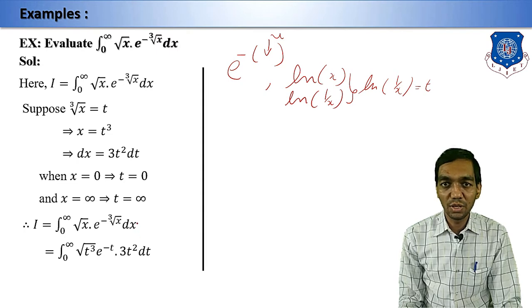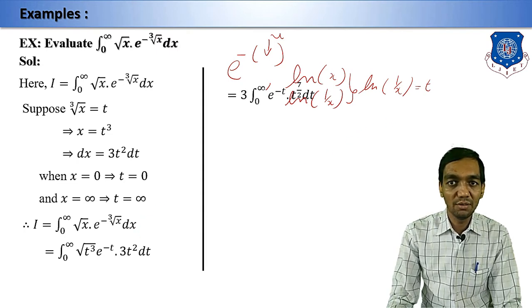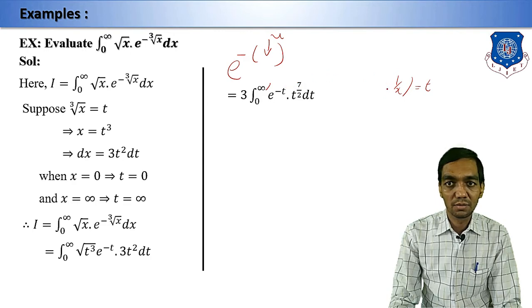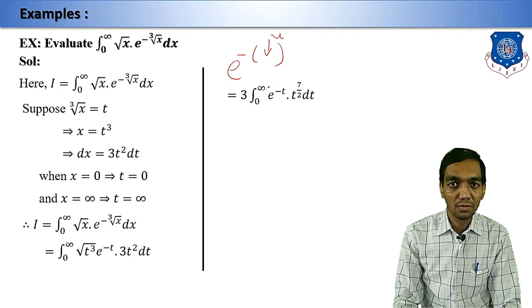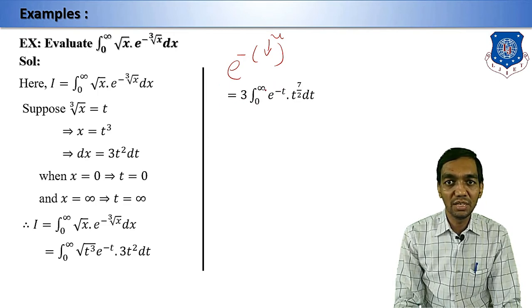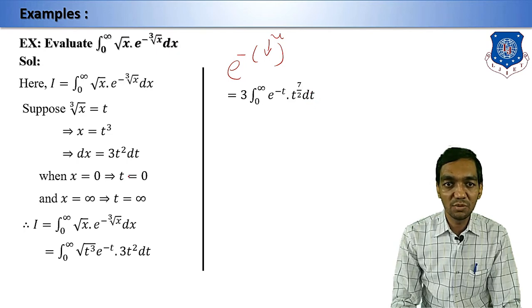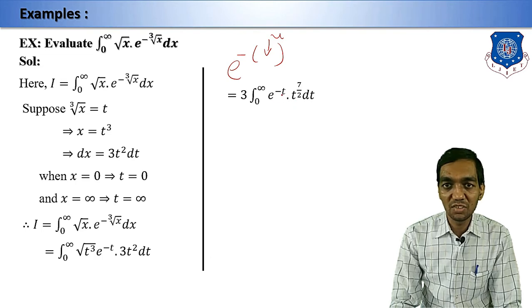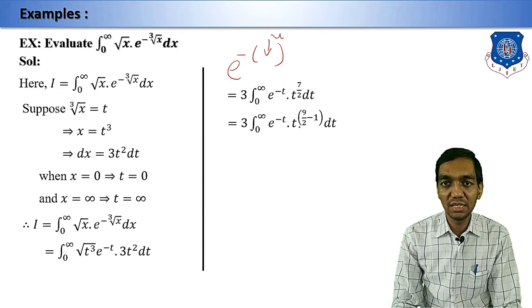Correct? Now if you write it in a simple form, then you will have 3 into integration from 0 to infinity e raised to minus t into t raised to 7 by 2 dt. Correct? Because this will be t raised to 3 by 2 plus 2, that will be 7 by 2. Now we are going to write this in the form of gamma. So e raised to minus x, x raised to n minus 1 dx. That means e raised to minus t into t raised to 9 by 2 minus 1 dt.